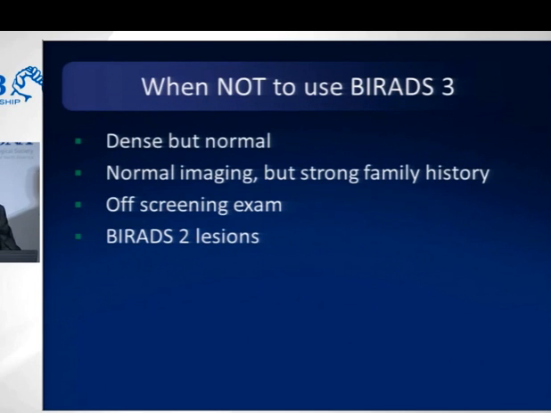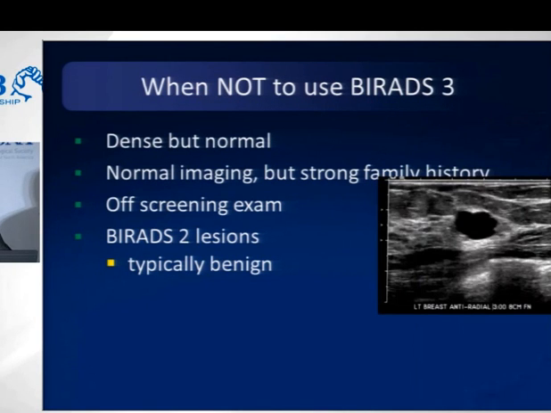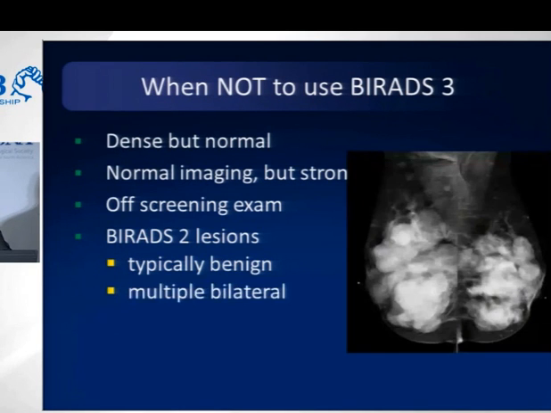When else should we not use probably benign? When it's a benign lesion. So if it's a BI-RADS 2 lesion, if it's typically benign, if it's a fat-containing lesion like this hamartoma, or lucent-centered calcifications like the case below, if it's a simple cyst, we should be able to call that definitively benign BI-RADS 2 and bring her back in a year. It's really in some ways not fair to the patient to waffle over those and call them probably benign when there's imaging evidence that justifies calling them benign.